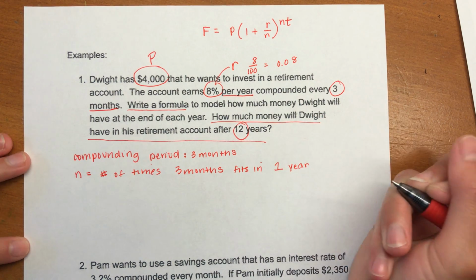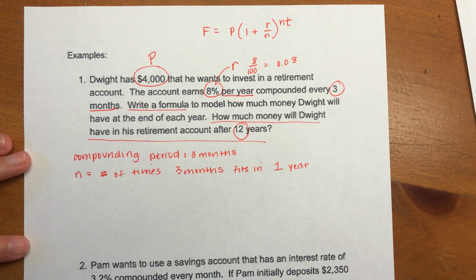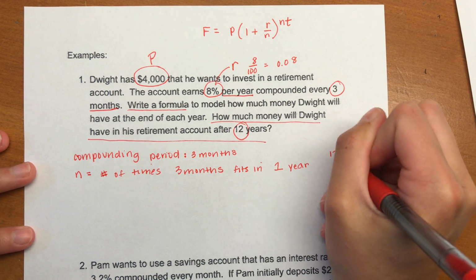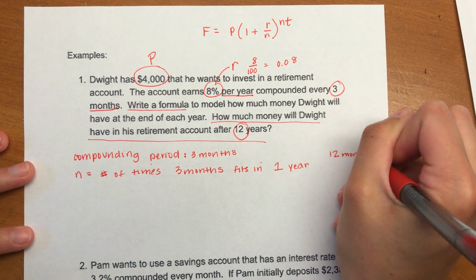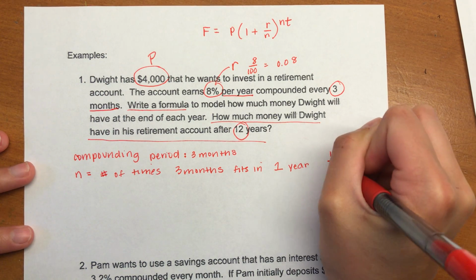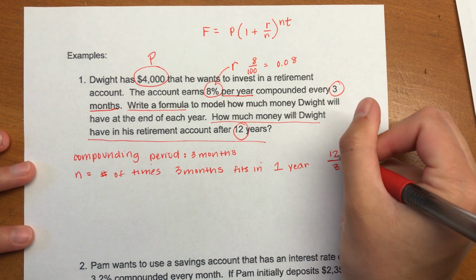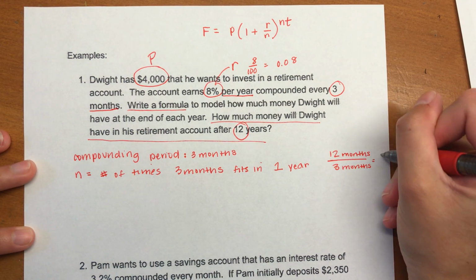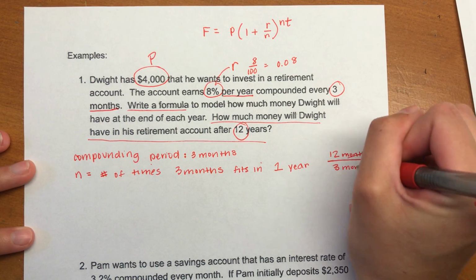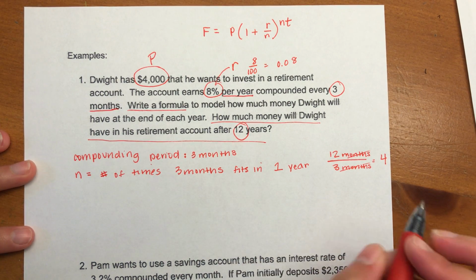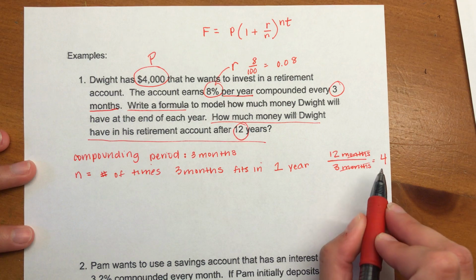Okay? So if we think, okay, a year has 12 months, then I'm really going to do 12 months divided by 3 months, which is 12 divided by 3 is 4, and my months will cancel out. So my n equals 4.